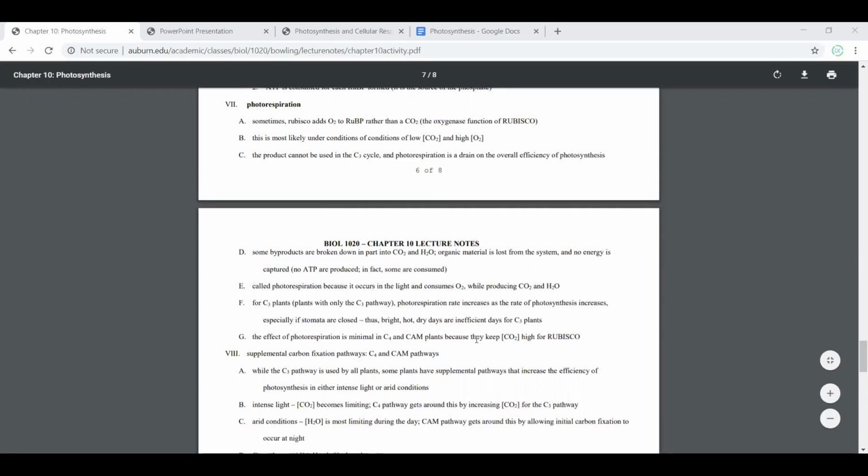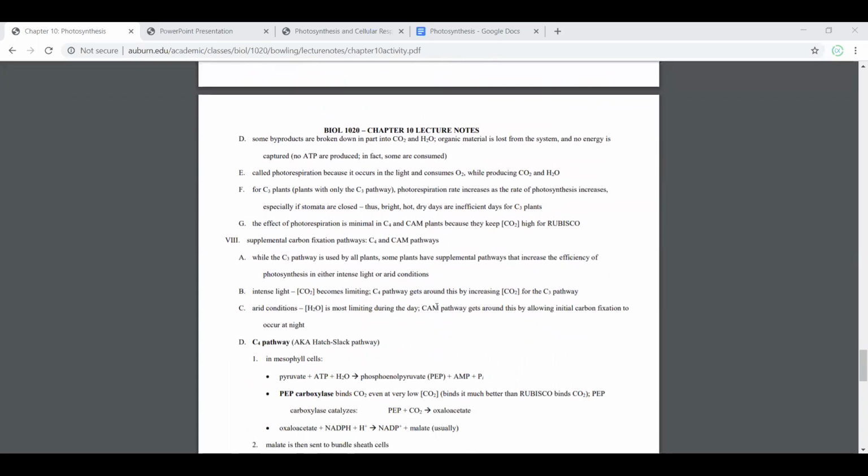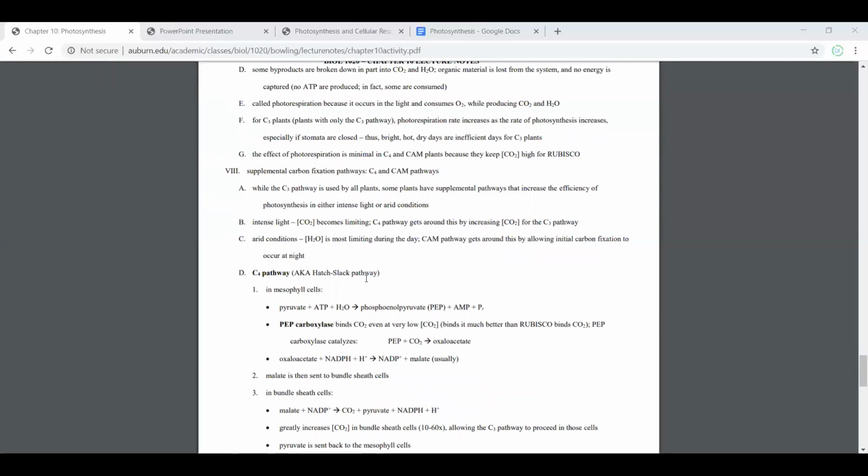So what actually happens, the C3 pathway is used by all plants, but some other plants like C4 and CAM plants have these extra pathways of photosynthesis to make sure that their Rubisco is not binding to oxygen, because in these hot, dry climates, you actually have a large accumulation of oxygen in the cells. So the C4 pathway, let's talk about that first.